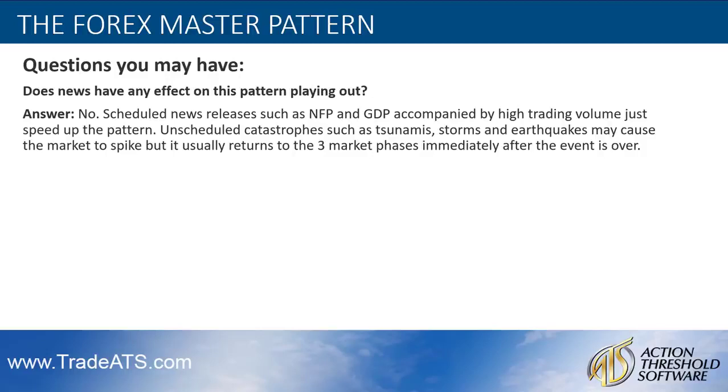It's like pouring gasoline on a fire. They're just adding volume to what's already going to happen anyway. The only difference to this is unscheduled catastrophes such as tsunamis, storms, and earthquakes may cause the market to spike, but it usually returns to the three market phases immediately after the event is over. It will always return to them, but just how quickly that happens is dependent on the catastrophe.